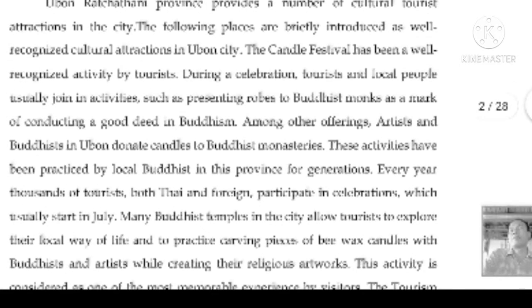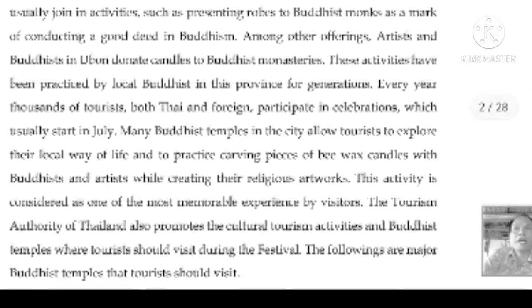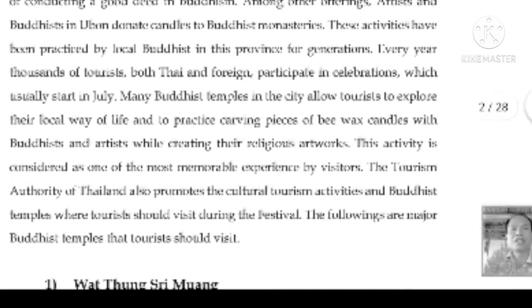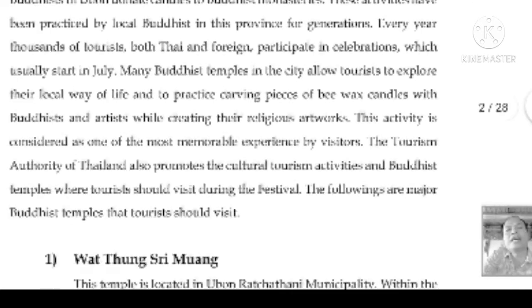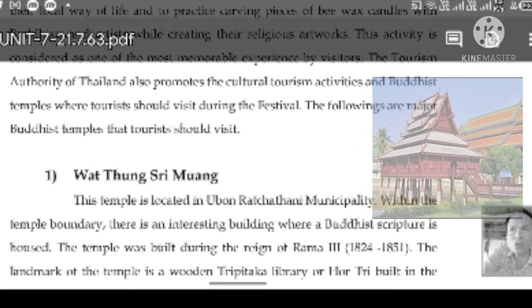When we're talking about attractions in Ubon, there are so many places. For example, temples, for sure. The majority of people in Ubon have a strong sense of religion, especially Buddhist. So there are many Buddhist temples, both house temples and forest temples, or temples in the jungle, which in Thai we call Wat Pa. I'll give you an example of a temple. The first one in the textbook is Wat Thung Si Mueang. What is it? Wat Thung Si Mueang.